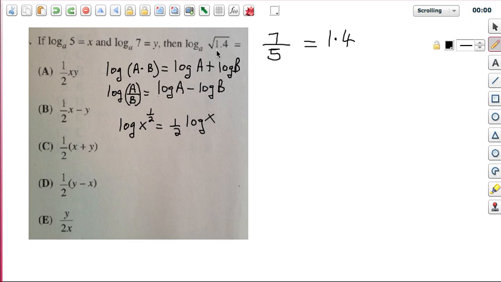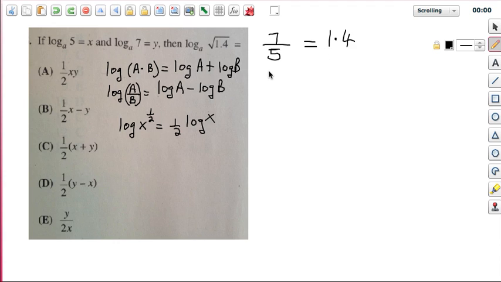I want you to recall your logarithmic rules. So log of a times b is log a plus log b. Log of a divided by b is log a minus log b. And if we have log of x raised to the power of an exponent, that exponent comes in the front. So let's just go ahead and see how 5 and 7 can make 1.4. And using your calculator, you realize that 7 divided by 5 is 1.4.